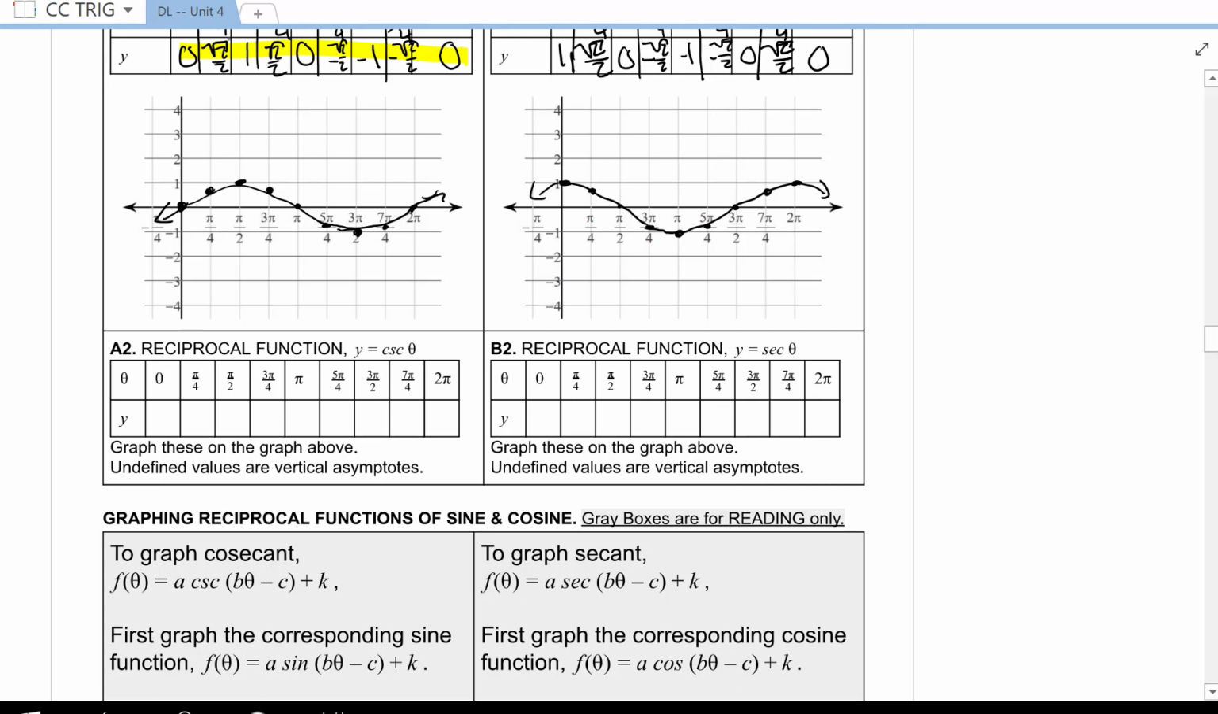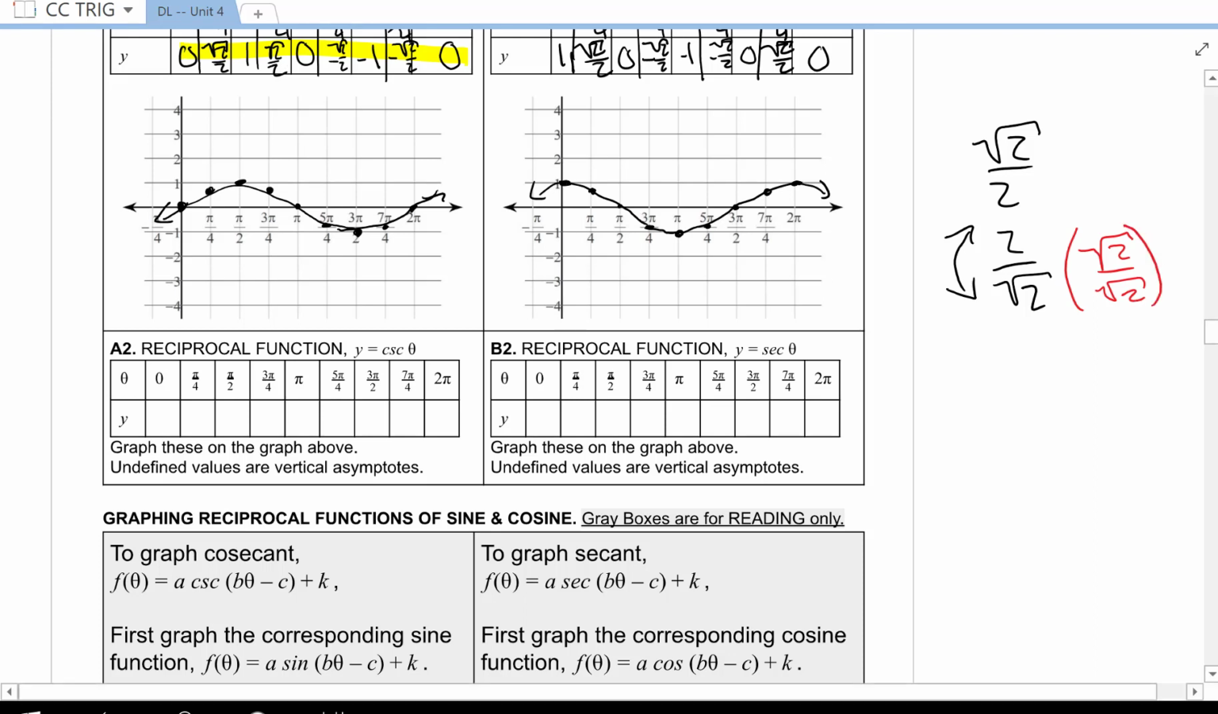Okay, it looks like root 2 over 2 is a bit of a repetition, so root 2 over 2, what is the reciprocal of that? So we flip it, we get 2 over root 2, and we need to rationalize. We end up getting 2 root 2 over 2, and that is root 2. So the reciprocal of root 2 over 2 is root 2. Good to know. Let's fill in these tables.